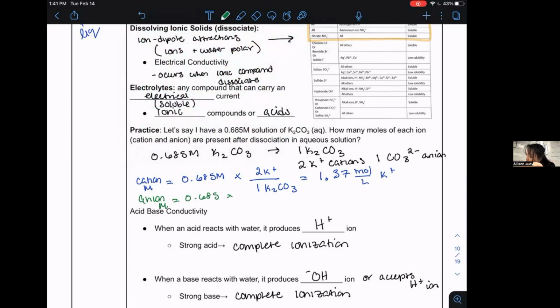0.685 times, okay, for every 1 K2CO3, I have 1 CO3 2 minus anion, which means I'm going to have a molar amount or moles in 1 liter of 0.685. Gee willikers. Why does my handwriting get so bad? 0.685 molarity or moles per liter of carbonate anion. Okay. And those are my answers.